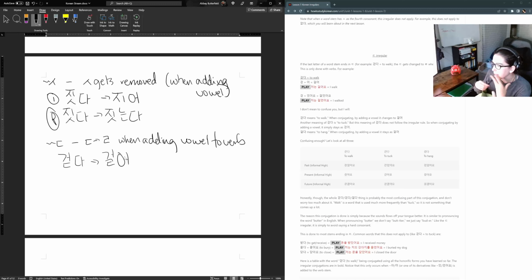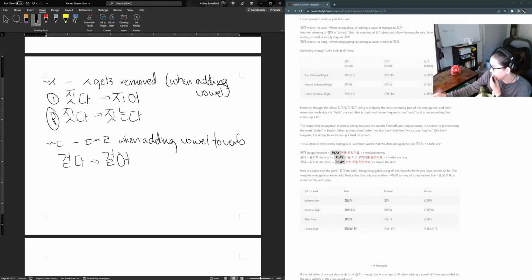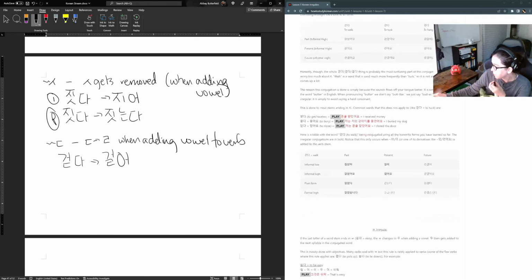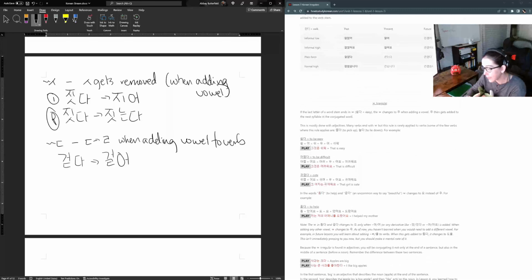So, it's just there to make it sound better. Make it sound pretty. Okay. Again, this is only done when adding a vowel to a verb, not a consonant. The consonant stays exactly the same. So don't do it. Don't change it. It's only so it's easier to say. That's the D irregular, and now we have the B irregular.